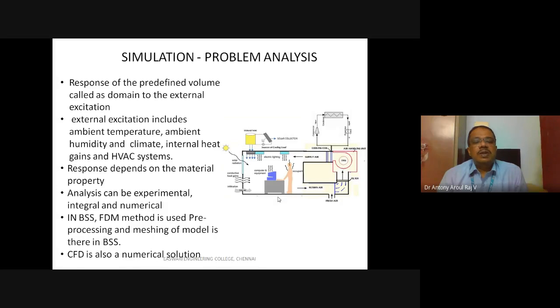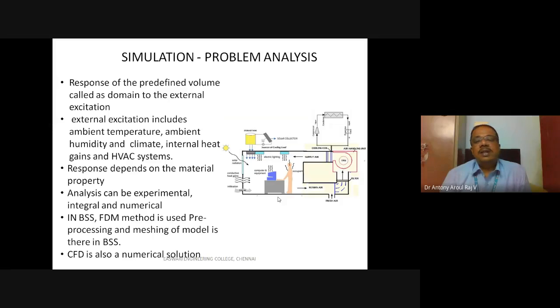So we will be drawing the building, modeling the building just like how we do it in finite element analysis and CFD. After we draw the building, meshing will automatically take place, so we may not be able to see the meshing. It is one-dimensional meshing, and it will take place automatically. After that, we will be running the simulation.